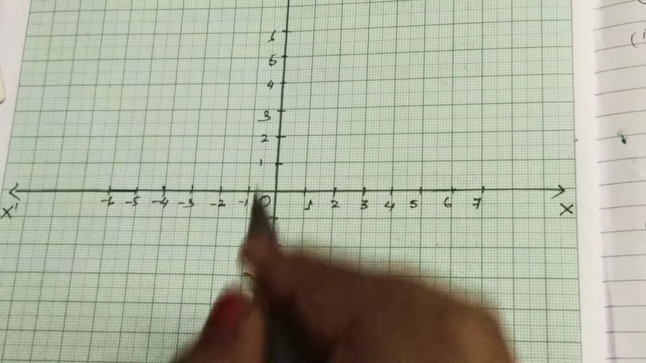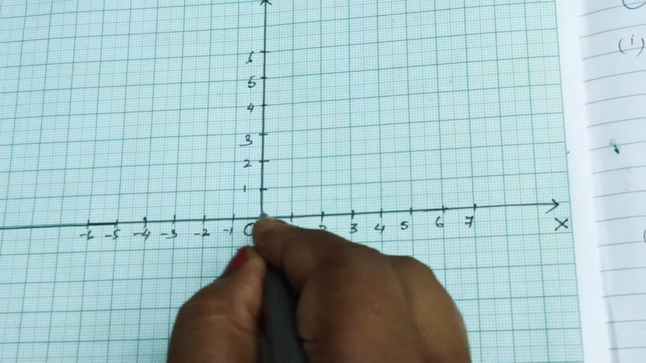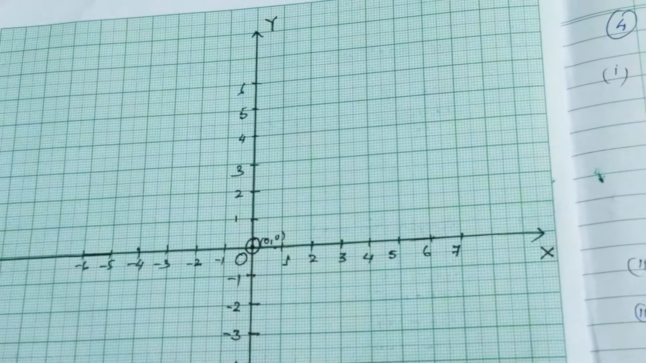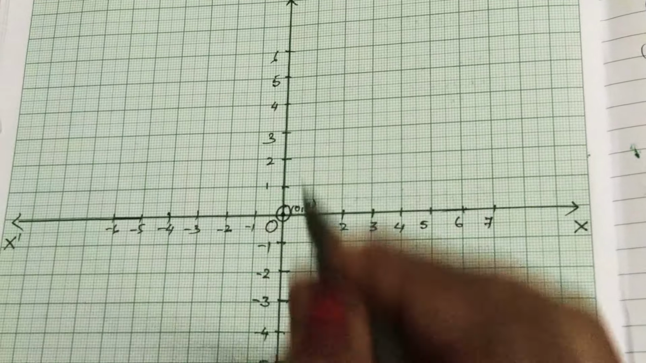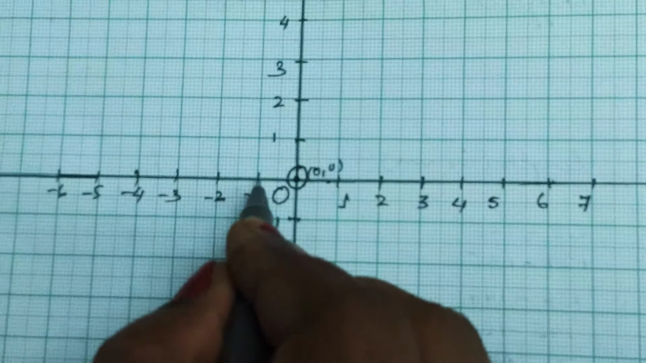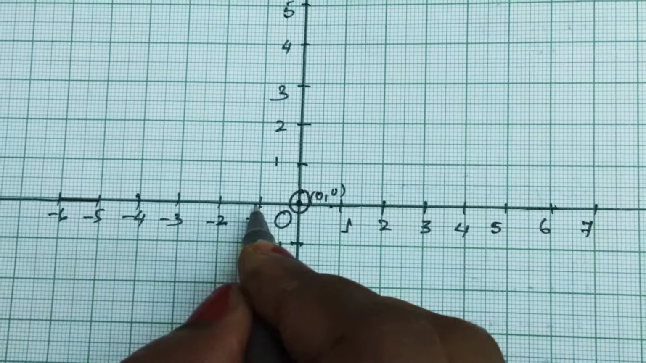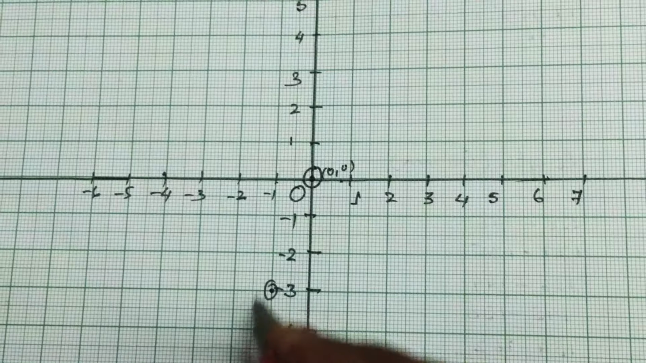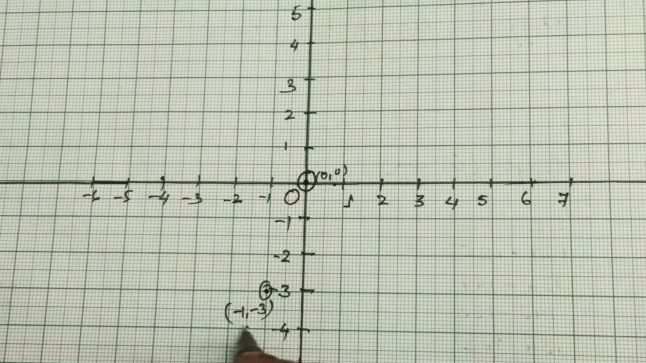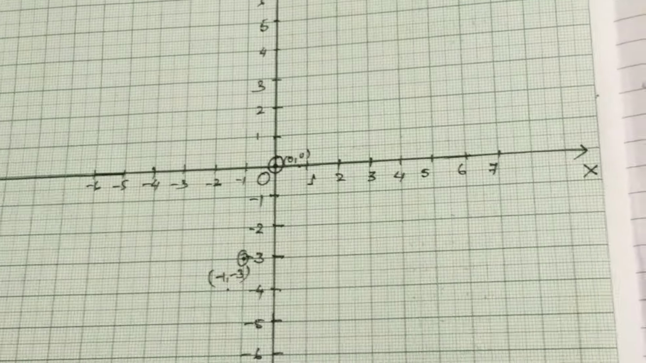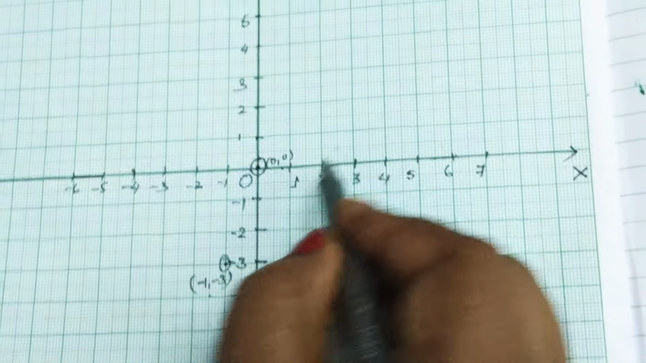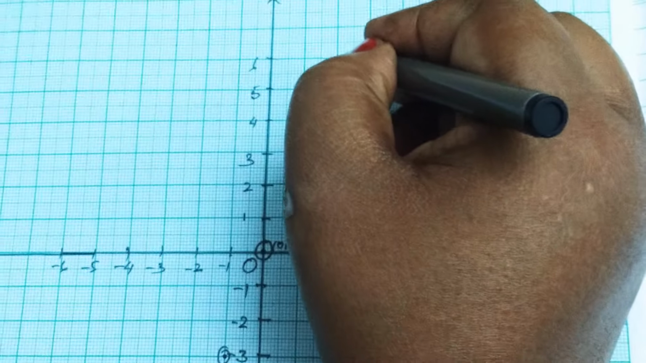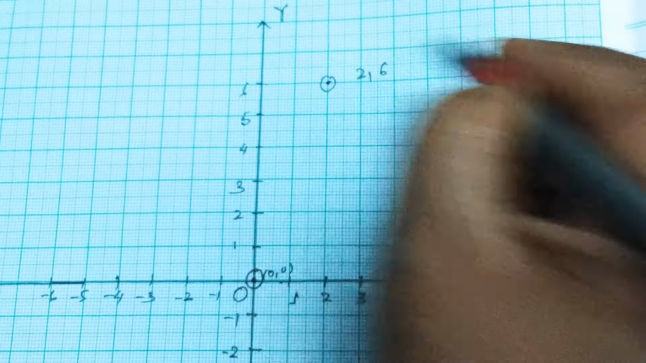So the first is (0, 0). We know that the coordinate of origin is (0, 0). Then the second is (minus 1, minus 3). So we will take the x coordinate as minus 1 and y as minus 3. So we will go down minus 1 and here minus 3. Always write down the coordinates wherever you are plotting. Then (2, 6). So x coordinate 2 and y coordinate 6. So we will go here. So it is (2, 6).